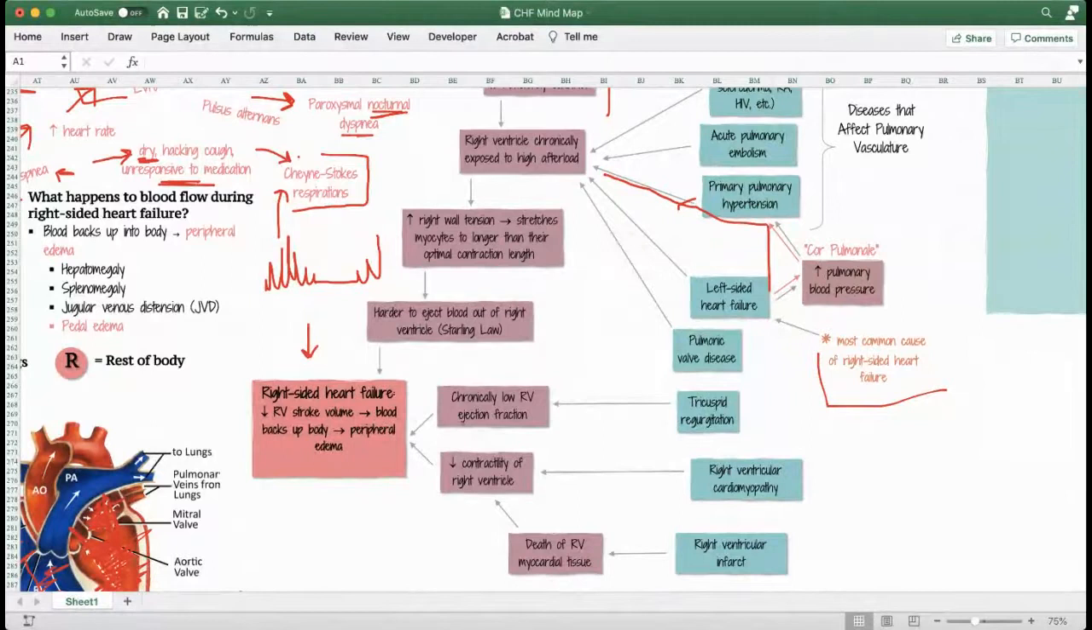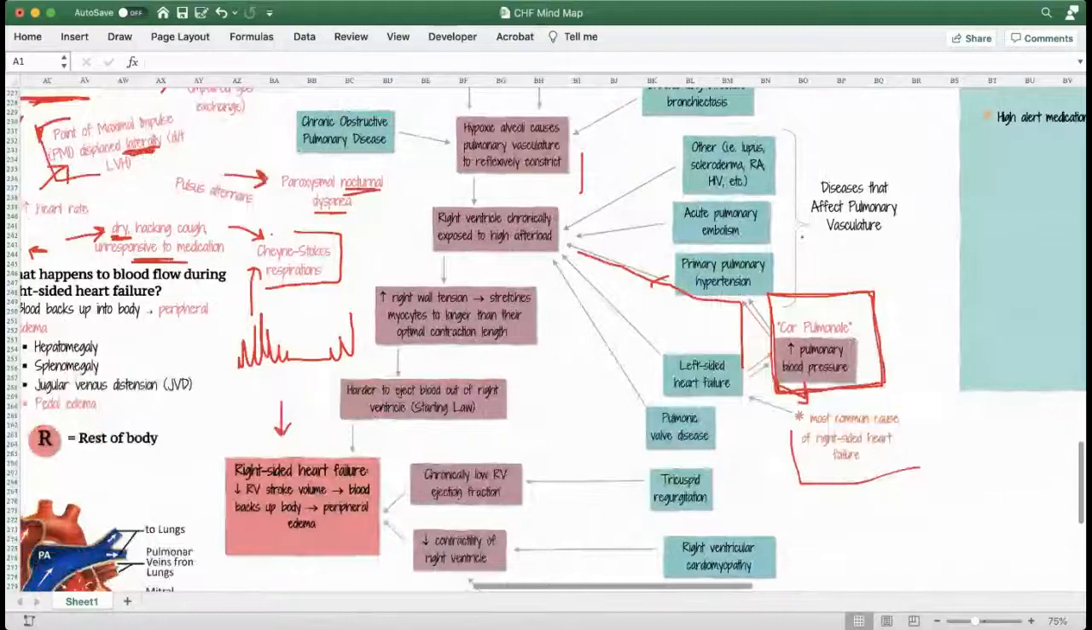When you have right-sided heart failure that originates like that from left-sided heart failure, because of that backflow, it's called cor pulmonale. You definitely need to know this for your NCLEX. I don't know if it was in your notes, but it's important to know.